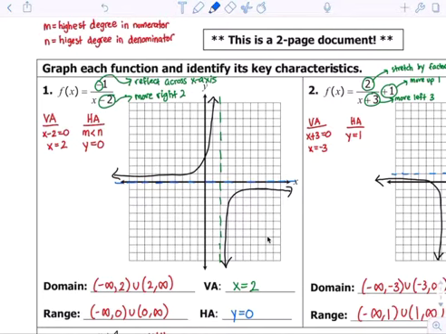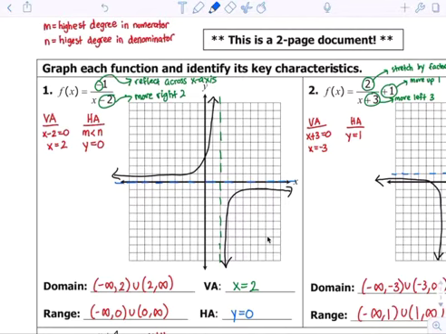Horizontal asymptote: the degree of the numerator is less than the degree of the denominator, because the degree on top is 0 and the degree on bottom is 1. So that means the horizontal asymptote is y equals 0. You graph both of those, and that's how we got both of those dotted lines.